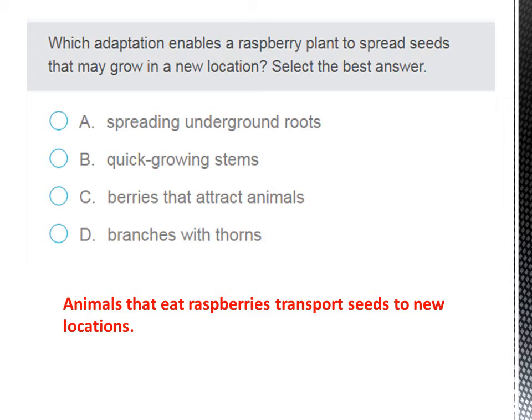To check your understanding, let's do this question together. Which adaptation enables a raspberry plant to spread seeds that may grow in a new location? Select the best answer. Is it A. Spreading underground roots, B. Quick growing stems, C. Berries that attract animals, D. Branches with thorns? Good job! Berries that attract animals. Animals that eat raspberries transport seeds to new locations.